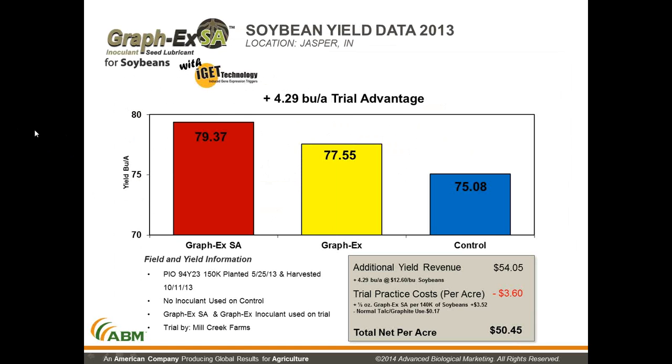And some trials we've done here in Indiana. This guy here used GraphX SA and the regular GraphX and the control. And between the GraphX SA and the control, we found a $50.45 return to the grower on his investment. So we found a 4.29 bushel yield increase. And we figured this number based on $12.60 soybeans.